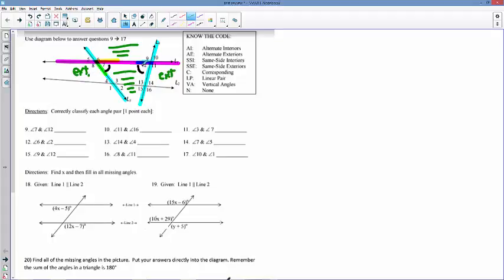Okay? So when we look at angle 7, we see 7 and 12 are both in the interior, and they're both on the same side of the purple transversal. They're both on the same side. So same side interior angles right here. Same side interior angles.